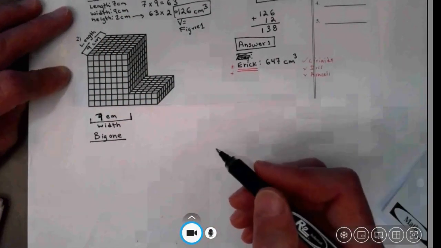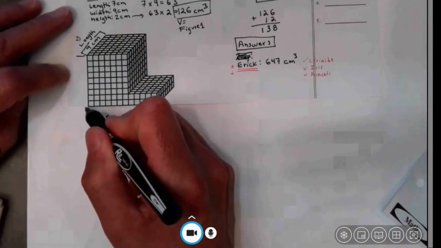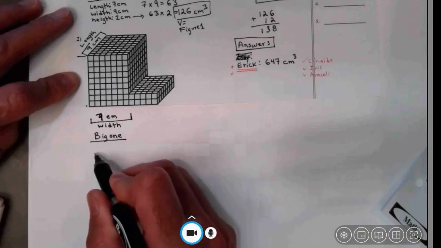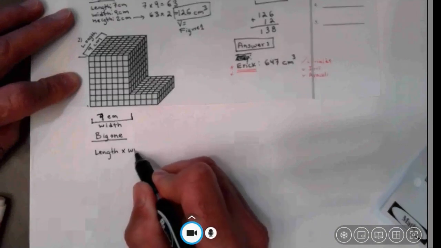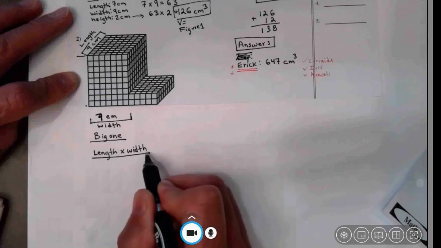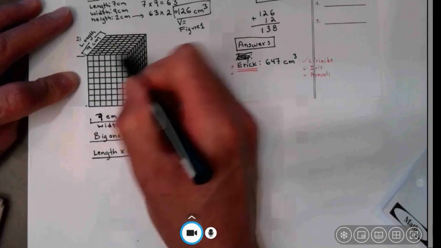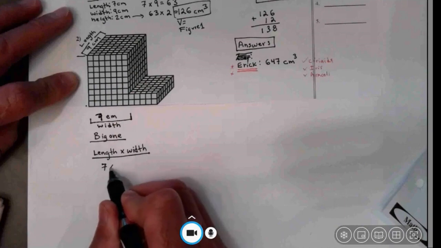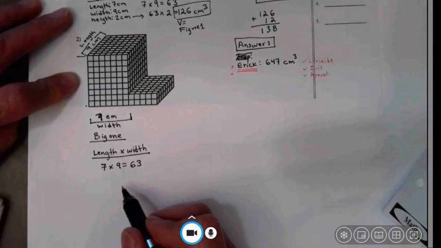And then what's the next measurement? I multiplied it. 9 times 7. Oh, okay. So then the big one, he multiplied the length times the width. So he multiplied the length times the width. Okay, that was going to give you 63. So 7 times 9 equals 63. Good job, Eric. What else?